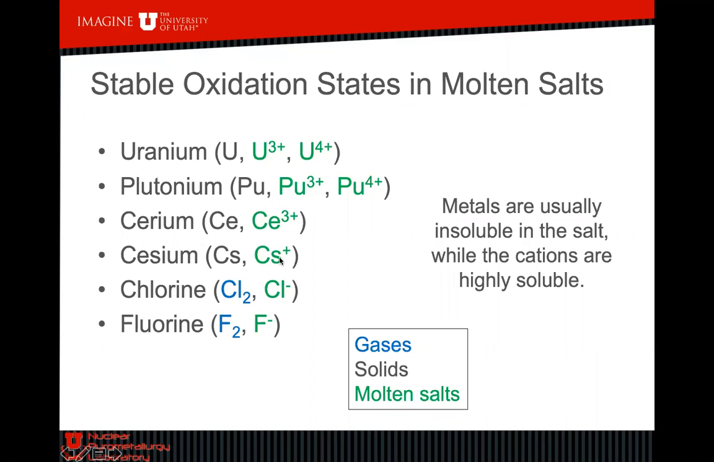Cesium also has one. And then chlorine and fluorine, if you oxidize them, in other words, you take an electron away, you'll form a gas. So chlorine, Cl2, and F2 are gases. So we have different phases. We control the oxidation states of the salts. We can control the phases. We can do separations.